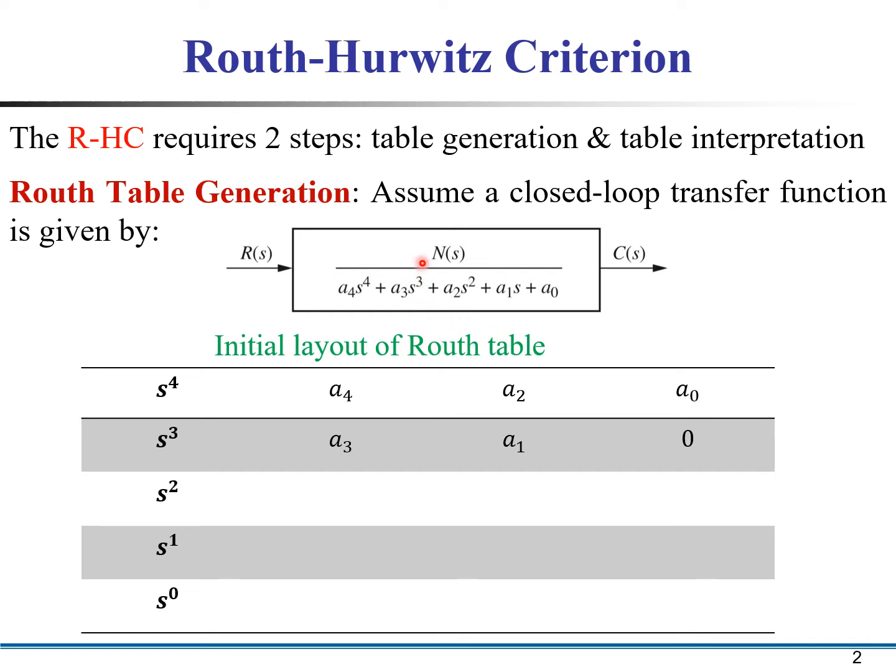Similarly, here we see A3, this is S cube, and here is A1, and then because after A0 there is no coefficient, this is 0. Then we will find the rest of the coefficients in the table, and the procedure is as follows.